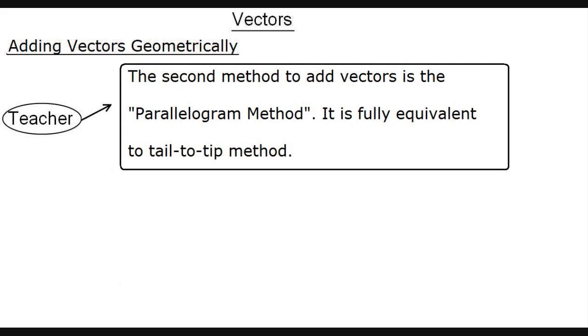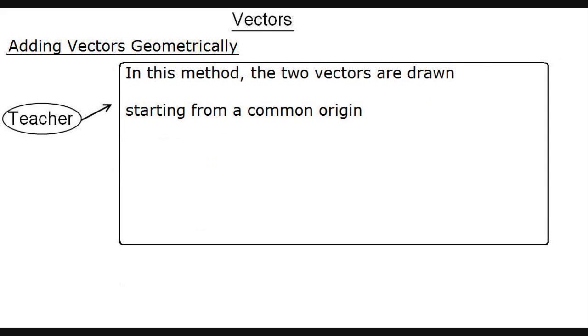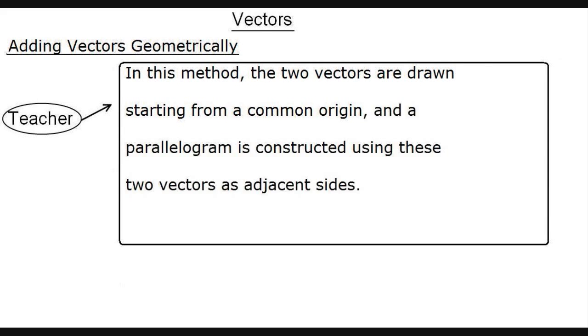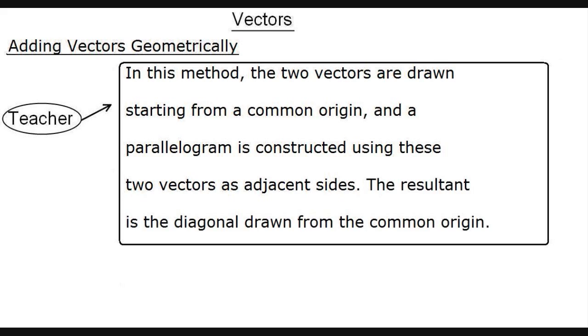The second method to add vectors is the parallelogram method. It is fully equivalent to tail-to-tip method. In this method, the two vectors are drawn starting from a common origin, and a parallelogram is constructed using these two vectors as adjacent sides. The resultant is the diagonal drawn from the common origin.